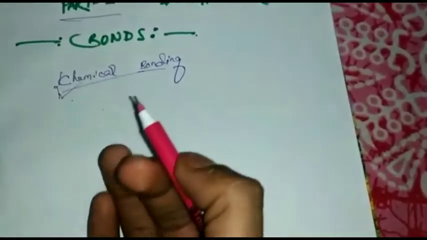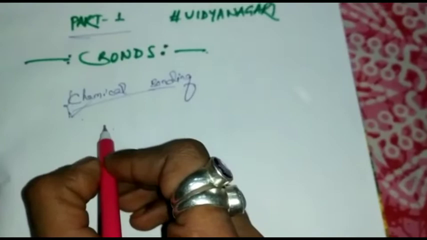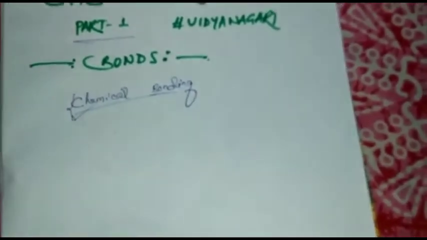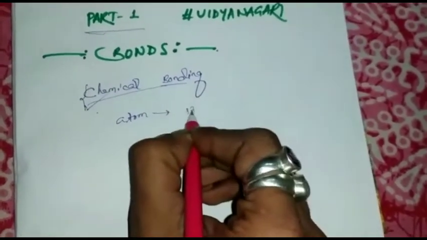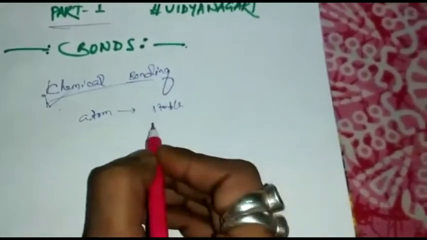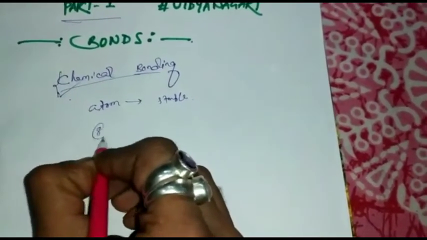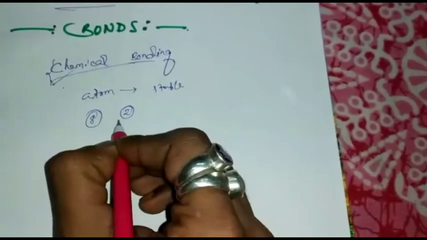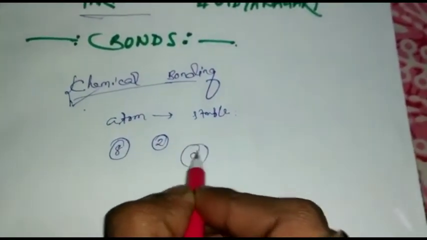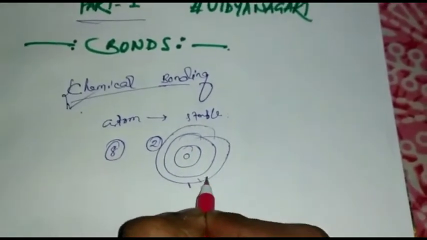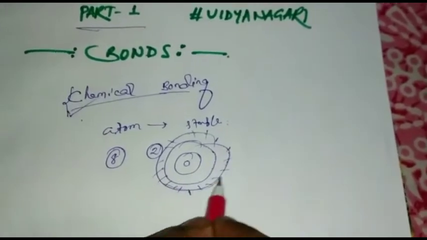So why does chemical bonding occur? Chemical bonding happens basically to get a stable octet, or to get stability. Every atom wants to get stable. So for that stability, the atom needs 8 electrons or 2 electrons at its valence shell. So which is our valence shell? In an atom, the outermost shell is called the valence shell. Among the various shells outside the nucleus, the outermost shell will be called our valence shell.